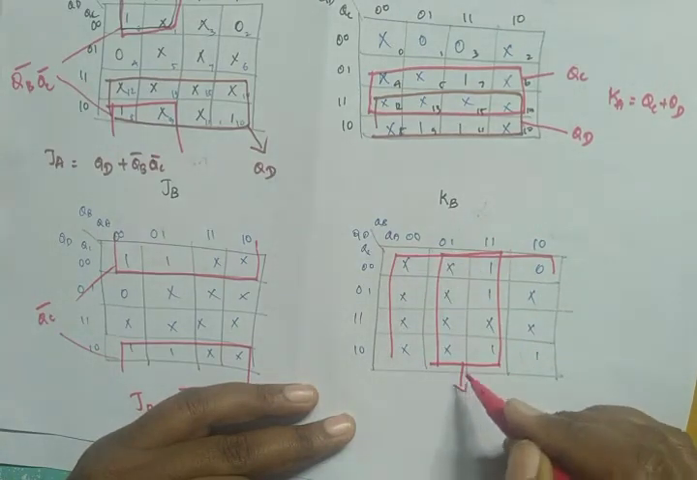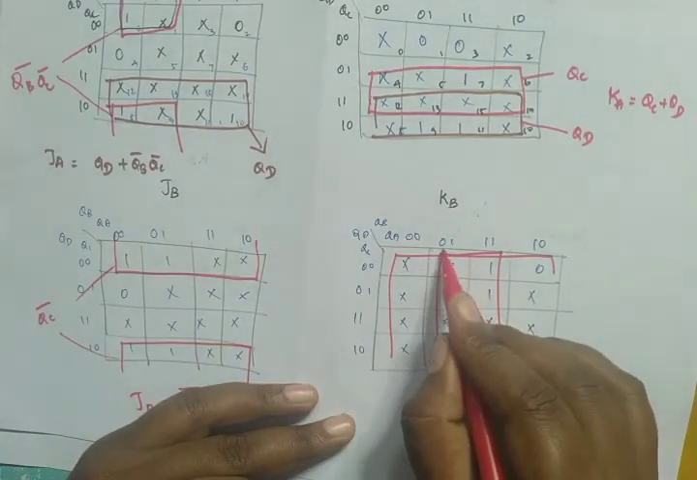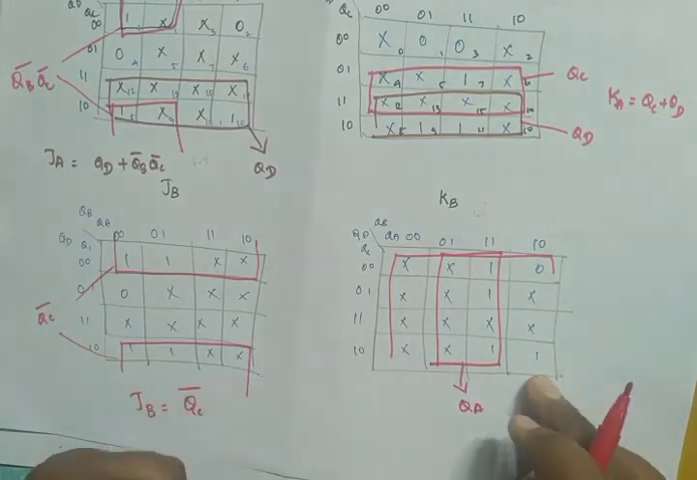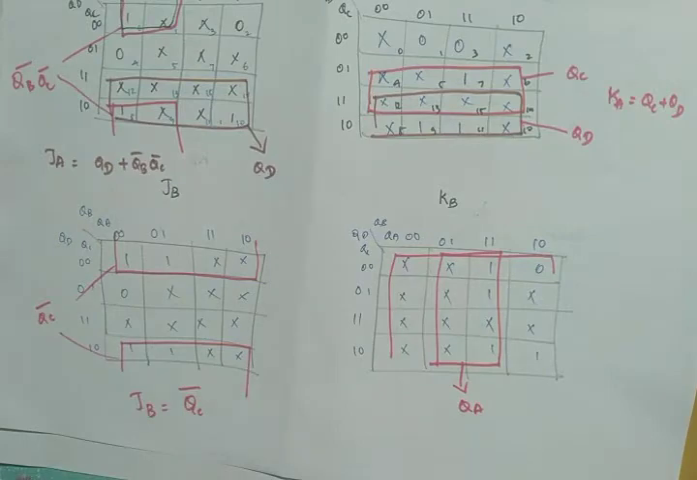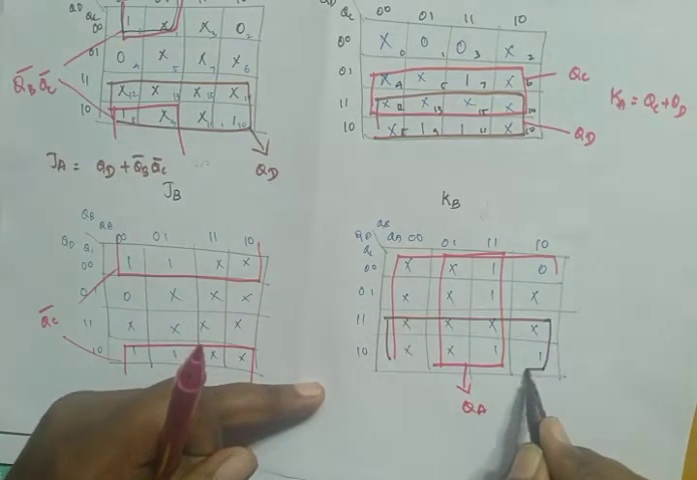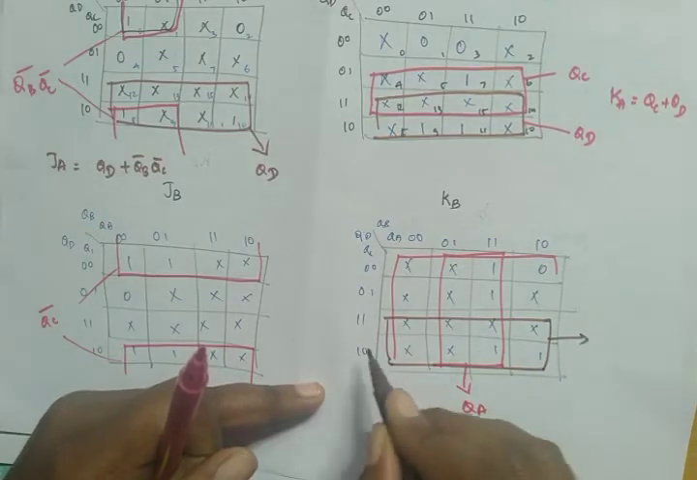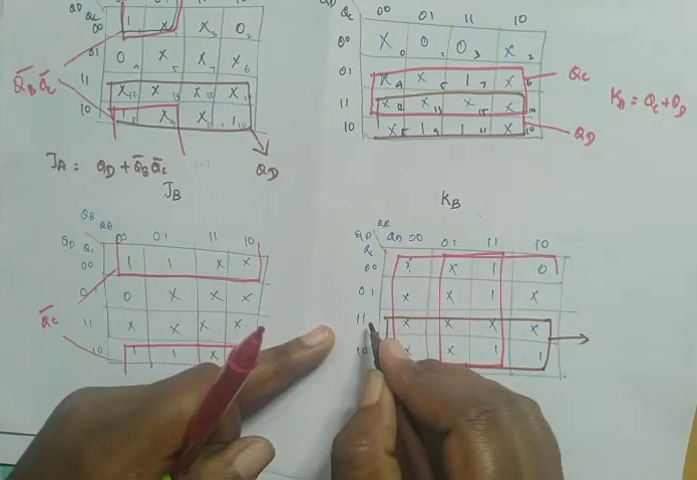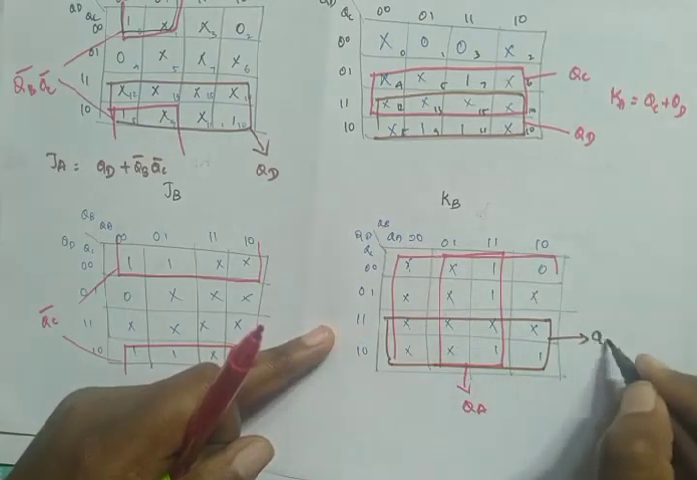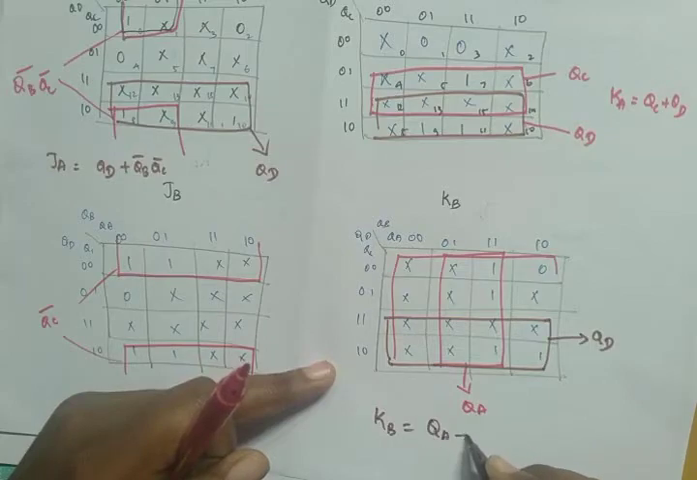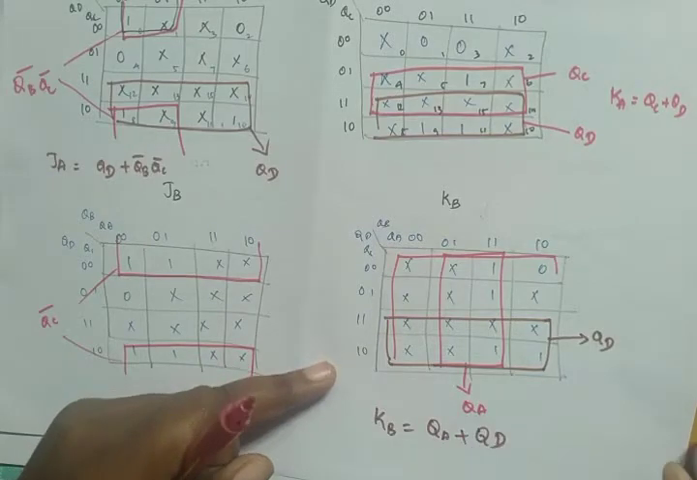Now what is the answer for this? Here everything gets cancelled, and here we have 0 1 cancelled. So here we have QA. And here also we have 1 1. So what we have to do is just form this as a group. Now what is the answer for this? Here everything gets cancelled, and here we have QC, QD. So this gets cancelled, QD. Therefore KB is equal to QA plus QD.